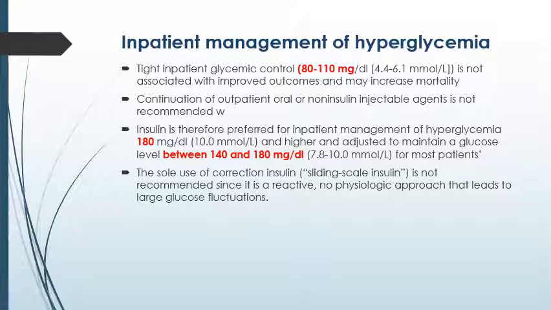Inpatient management of hyperglycemia. Tight inpatient glycemic control from 80 to 110 is not associated with improved outcome and may increase the mortality. Don't continue the oral or non-insulin agents. When you start insulin, if the RBS is more than 180, the target is 140 to 180. Don't use a sliding scale. It is not recommended since it's a reactive, non-physiological approach that leads to large glucose changes. And inpatient management for the patient who is eating is basal insulin and prandial insulin.